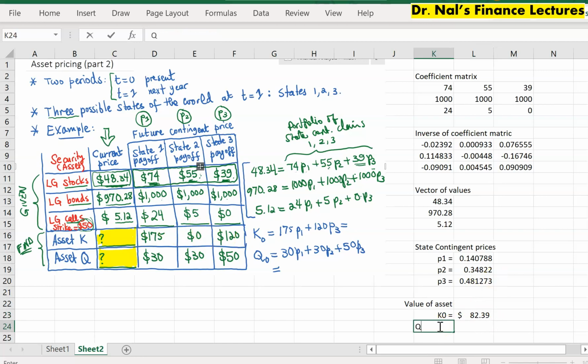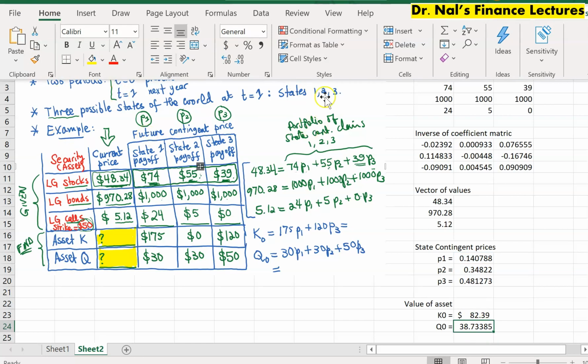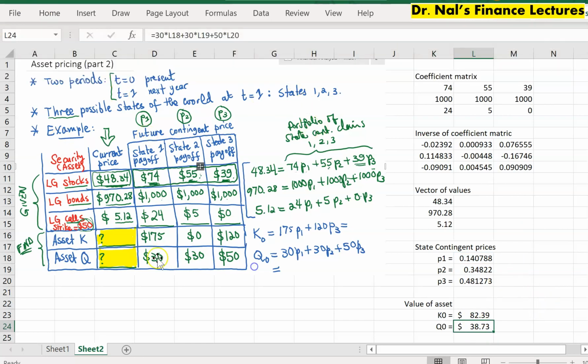Anyhow, but Q0, by the same reasoning, we can easily calculate the value of Q0 as well. It's 30 state 1 contingent claims, so 30 times the price of each state 1 contingent claim, which is this much, plus 30 state 2 contingent claims times each one is this much, plus 50 state 3 contingent claims, 50 times this amount. Make sure you understand the logic and press enter, and this is the price for asset Q. Do you guys see how easy things are once you know the state contingent prices?